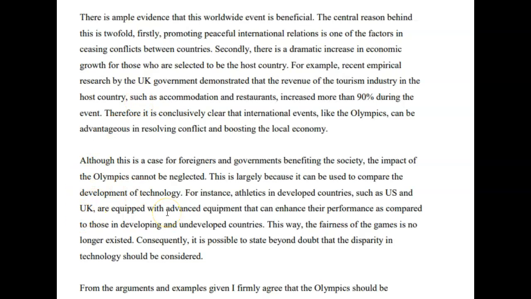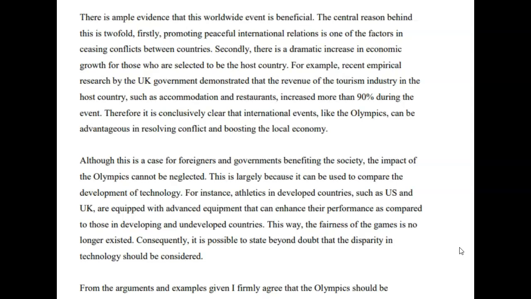Let's move on. "Although there is a case for foreigners and governments benefiting, what? The society?" That doesn't really quite make sense. "The impact of the Olympics cannot be neglected. This is largely because it can be used to compare the development of technology. For instance, athletes in developed countries such as US and UK are equipped with advanced equipment that can enhance their performance as compared to those in developing and undeveloped countries. This way, the fairness of the games no longer exists." That is fine. Or you could say the fairness of the game ceases to exist. That also would have been nice. "Consequently, it's possible to state that the disparity in technology should be considered."